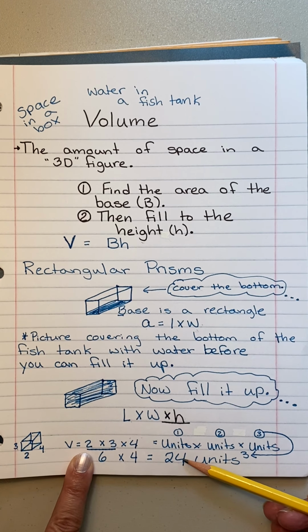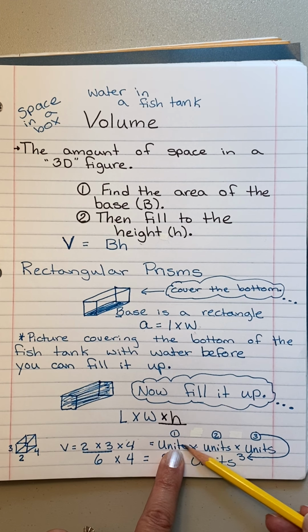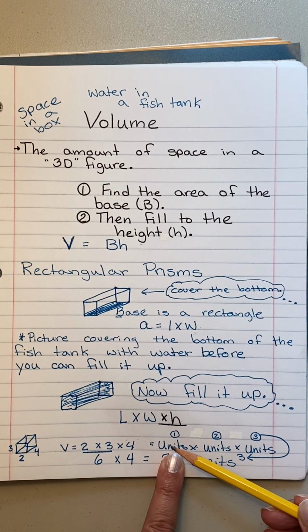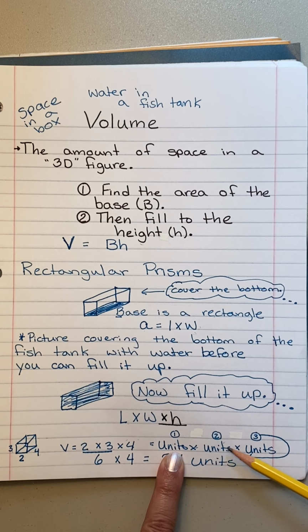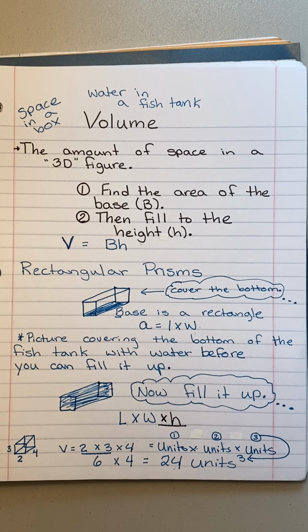So how do we label this unit? Well, we're going to take unit times a unit times a unit. So now we have 1, 2, 3. We've multiplied units by itself 3 times. That means it's to the power of 3. Units cubed.